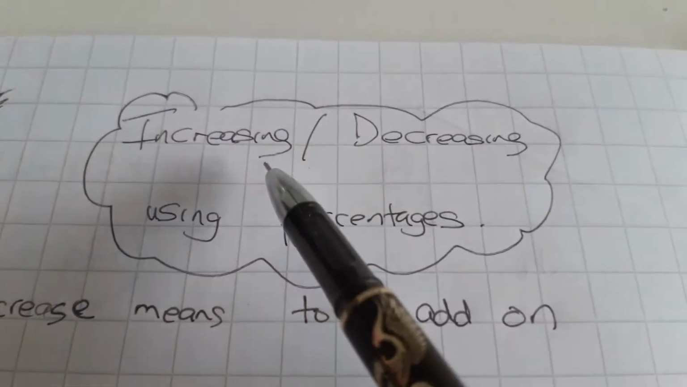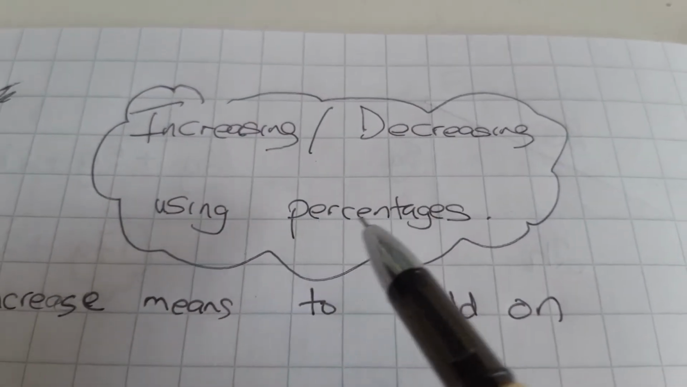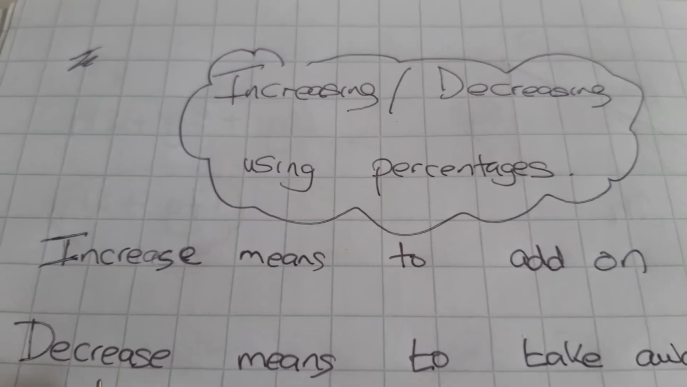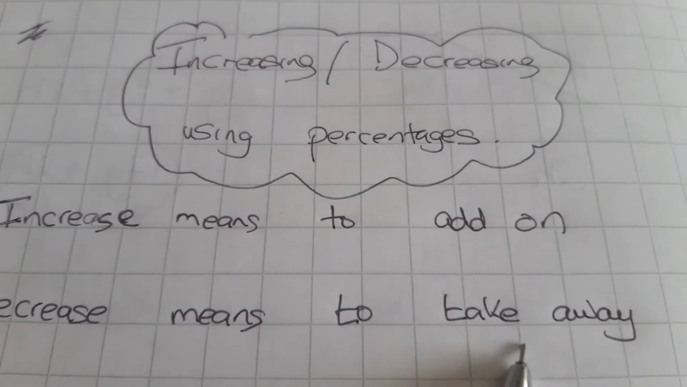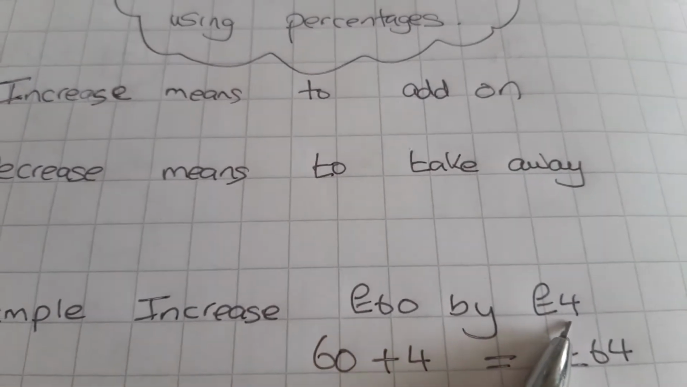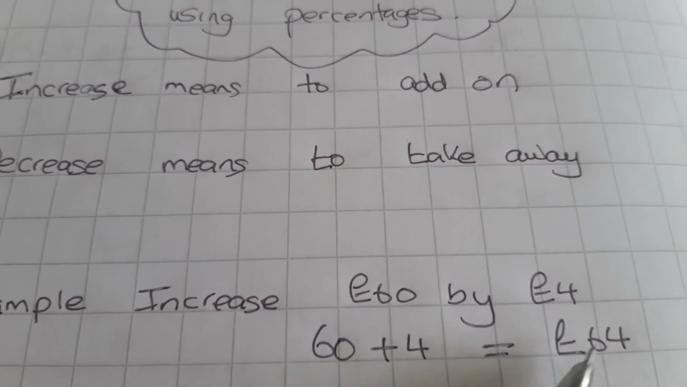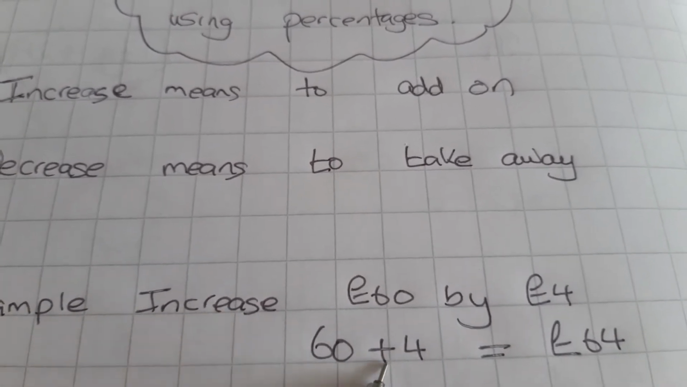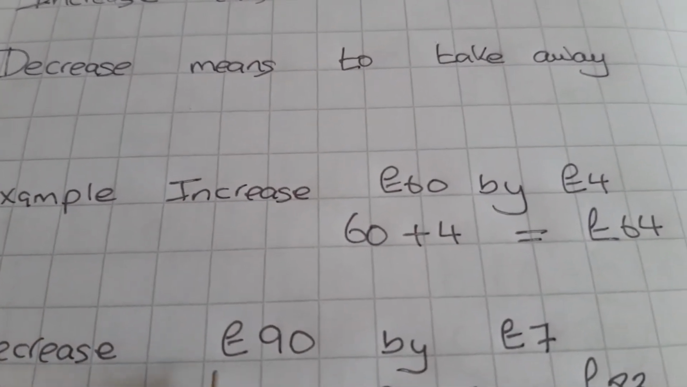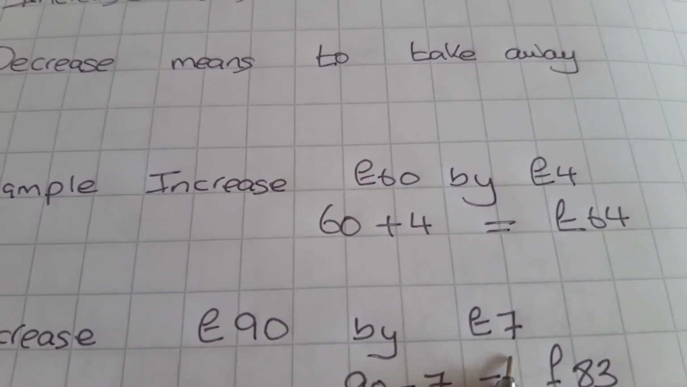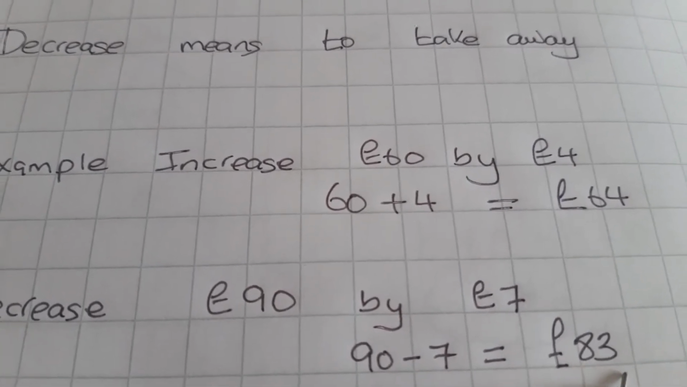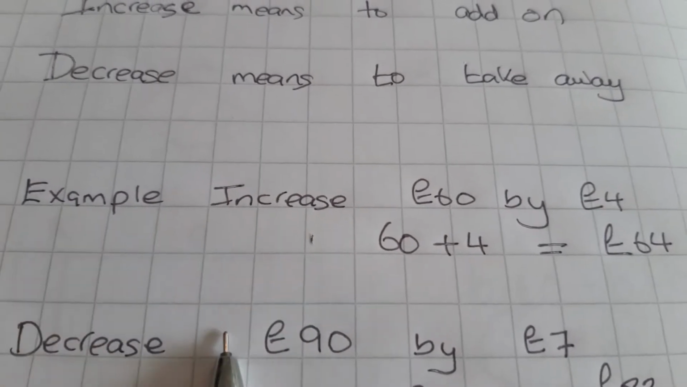Okay, next thing we're going to do is increasing or decreasing using percentages. So first of all, increase means to add on. Decrease is the opposite. It means to take away. So if you were increasing £60 by £4, that would be 60 add 4, £64. Because it says increase, you add on the extra amount. If you are decreasing, say decreasing £90 by £7, that's 90 take away £7 and you would have £83. So important to know the difference between the two words before we begin.